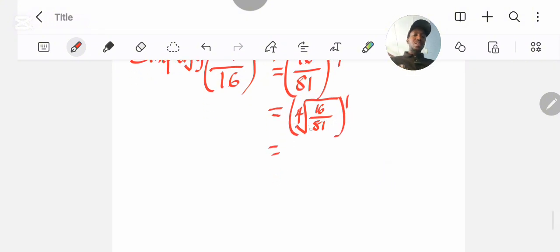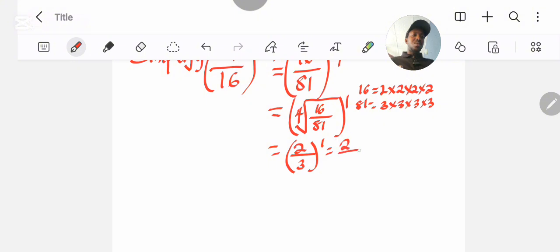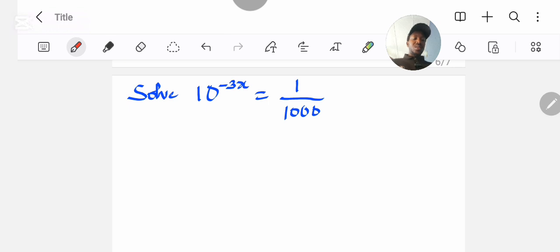Now the fourth root of 16, what this indicates is fourth roots. That means what number can you multiply 4 times to get 16? So 16 is equal to 2 times 2 times 2 times 2. And 81 as well, the fourth root, if you have 3 times 3 times 3 times 3, that's going to give you 81. So that means the fourth root of 16 is 2. The fourth root of 81 is 3. 2 raised to the power 1 is 2. 3 raised to the power 1 is 3. Easy peasy.